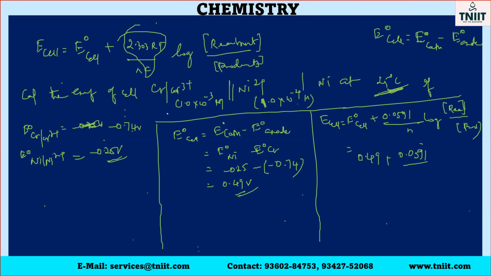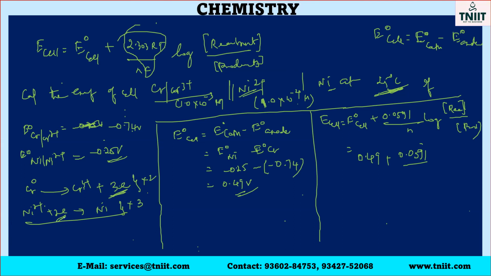So in order to find n, look at this equation. Chromium is undergoing oxidation from Cr to Cr3 plus. Since the charge is increasing from 0 to 3 plus, it means it's giving 3 electrons. And you see here, nickel 2 plus to nickel. So nickel 2 plus accepts 2 electrons to give nickel. Now the electrons are not balanced. Here we have 3 electrons, here we have 2 electrons. In order to balance these electrons, multiply the first equation by 2, second equation by 3. 3 2s are 6 and 2 3s are 6. So n becomes 6. This is how you calculate the value of n.